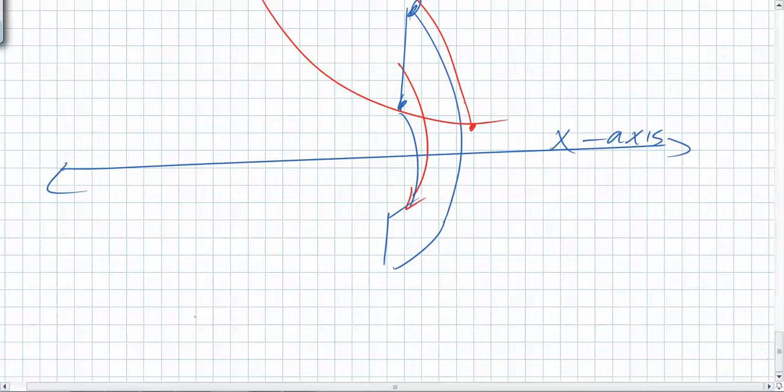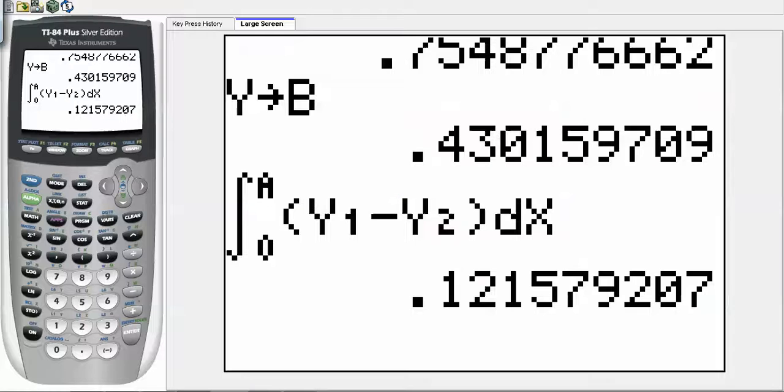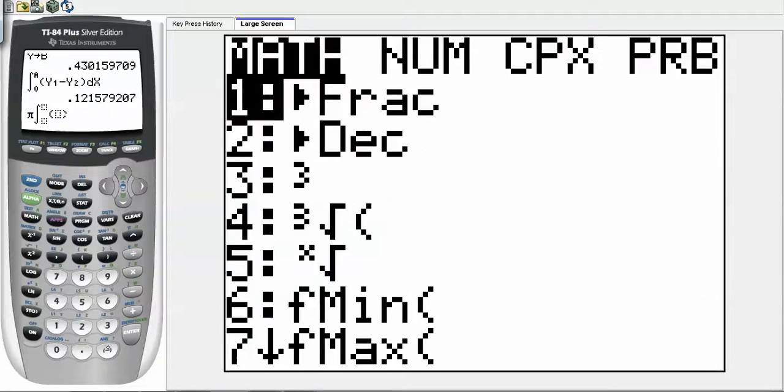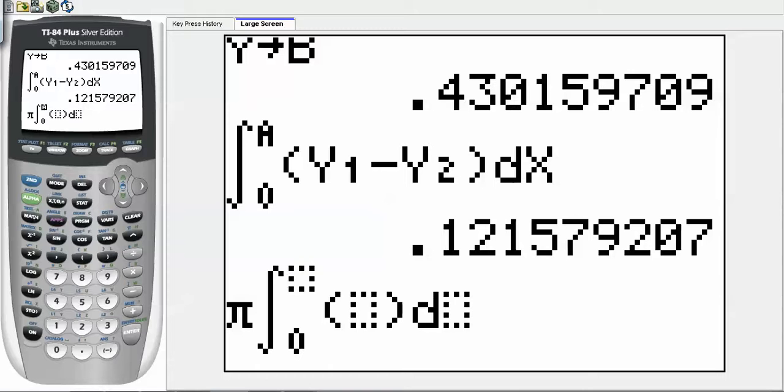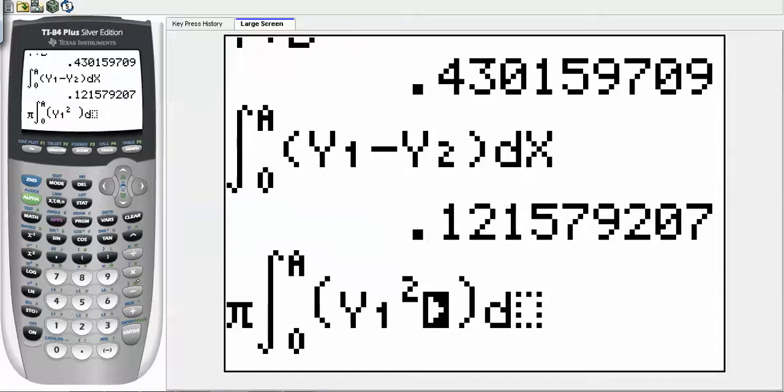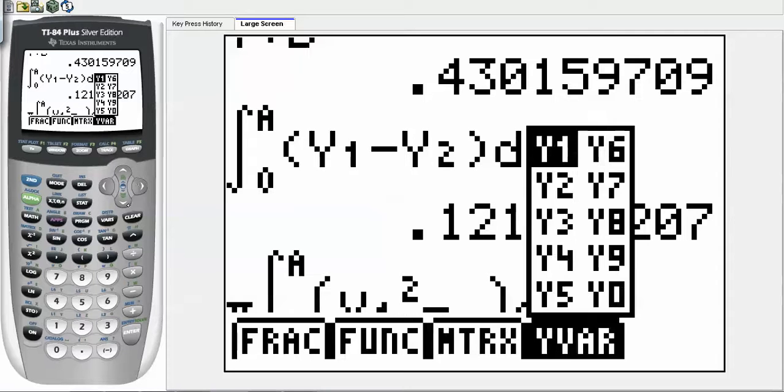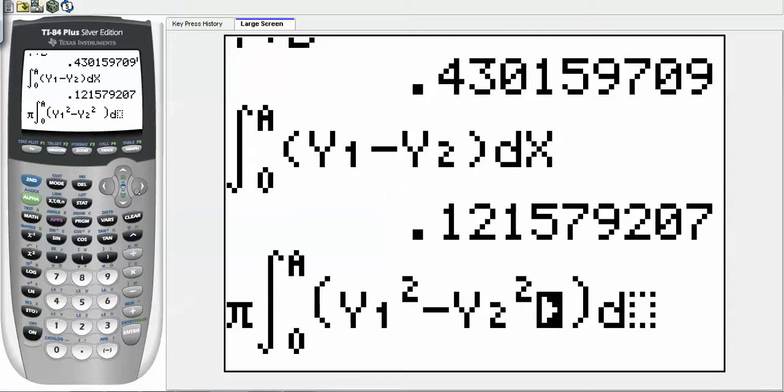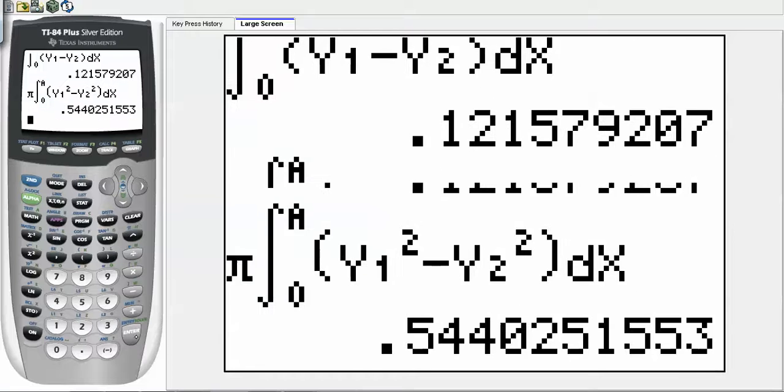So what's the integral going to be? Pi from 0 to a, right? Of big R, which is going to be y1 squared minus y2 squared dx. So if I go back right here, I do pi, correct? I do Math 9. Remember, it's going to be the function int on yours. Math 9, 0 to a of y1 squared minus y2 squared dx. I press enter. There it is.